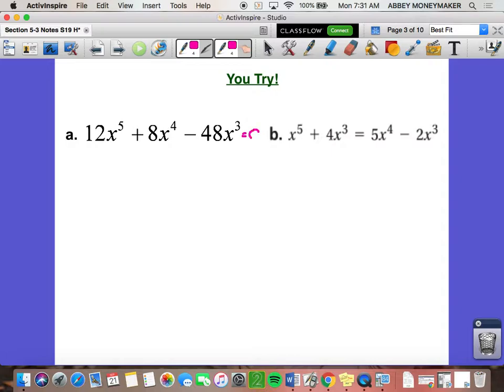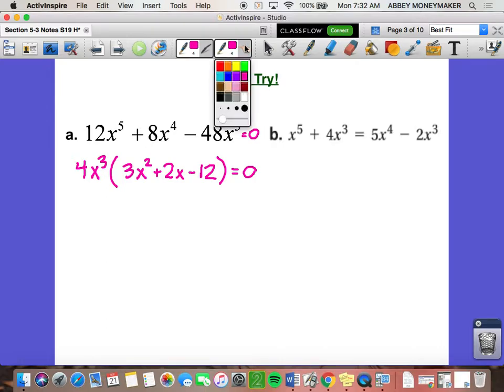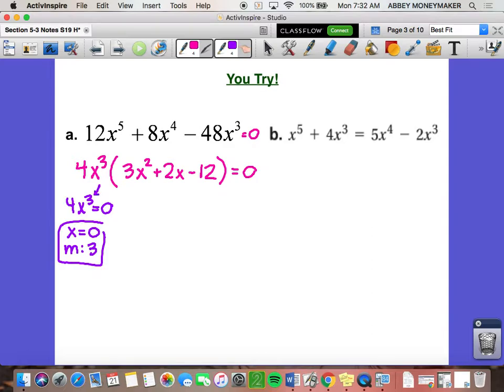So we're going to go ahead and set this equation equal to 0 and we're going to look for that GCF. Everything here can be divided by 4x cubed. So that leaves me with 3x squared plus 2x minus 12, and then we set that equal to 0. From here, we can do that zero product property and say that 4x cubed is equal to 0. That means x is going to equal 0 with a multiplicity of 3, because of that power right there.